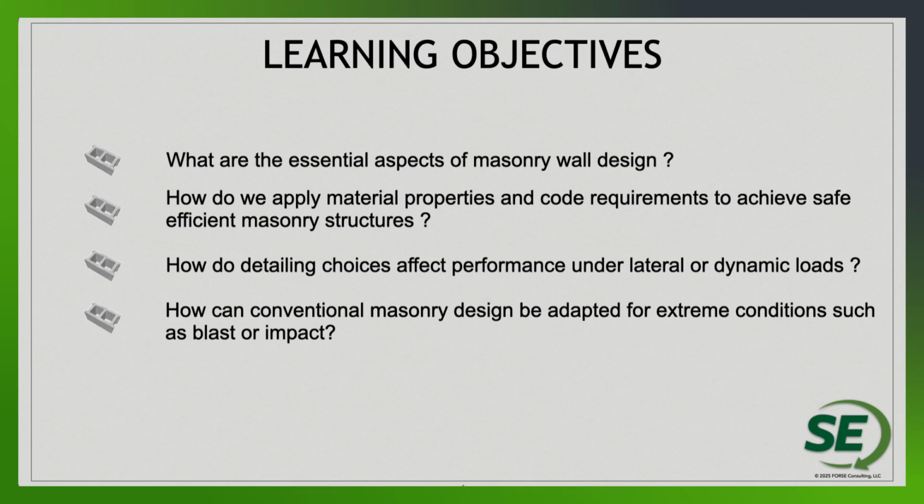So what are some of the different material properties and code requirements to achieve a safe, efficient masonry design? A lot of different things that we can choose from. How do the detailing choices affect the overall performance of masonry under lateral or dynamic loads or blast loading conditions? And then how can conventional masonry be designed and adapted for extreme conditions such as blast or impact loads?